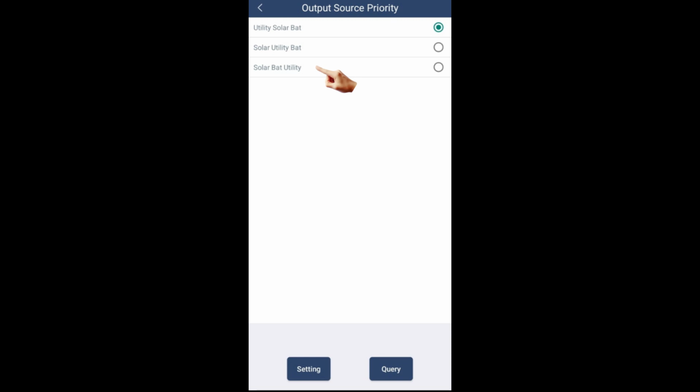Number 3, solar battery utility. Solar energy provides power to the loads as first priority. If solar energy is not sufficient to power all connected loads, battery energy will supply power to the loads at the same time. Utility only provides power to the loads when battery voltage drops to either the low level warning voltage or the voltage set at back to grid voltage on the battery parameters setting page.